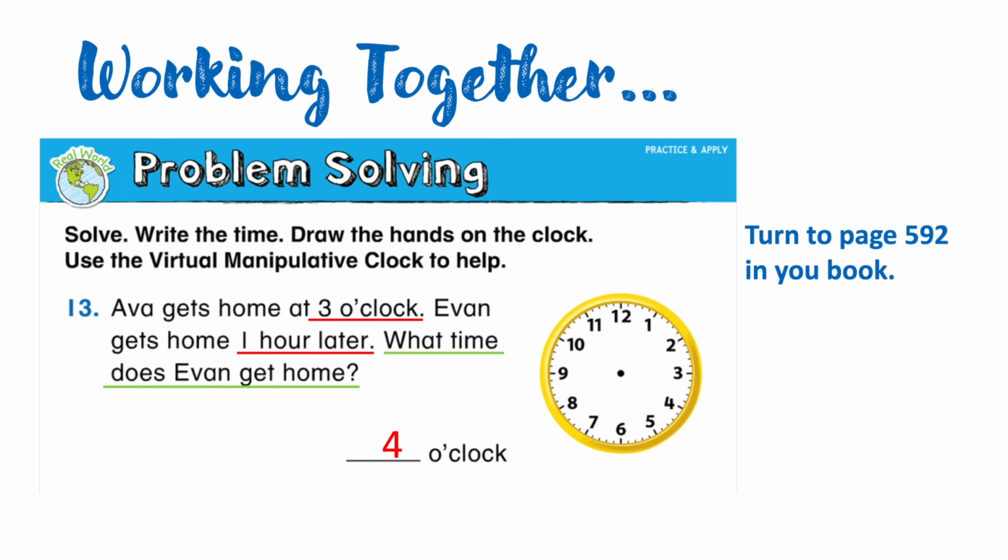Now we need to draw the hands on the clock. Where is my minute hand going to point to? And where is the hour hand going to point to if it's 4 o'clock? Okay, so the minute hand points to the 12. The hour hand is going to point to the 4. That way the clock shows 4 o'clock, the time that Evan gets home.